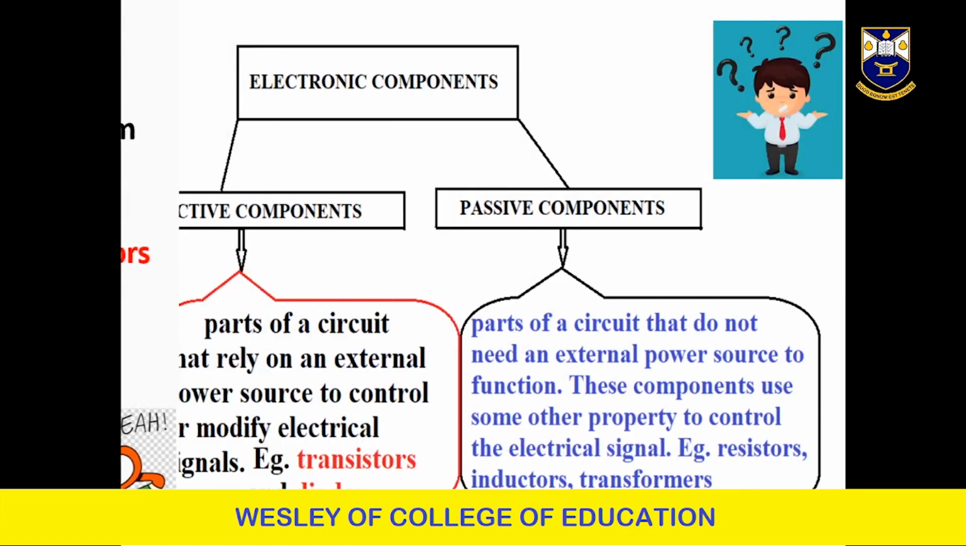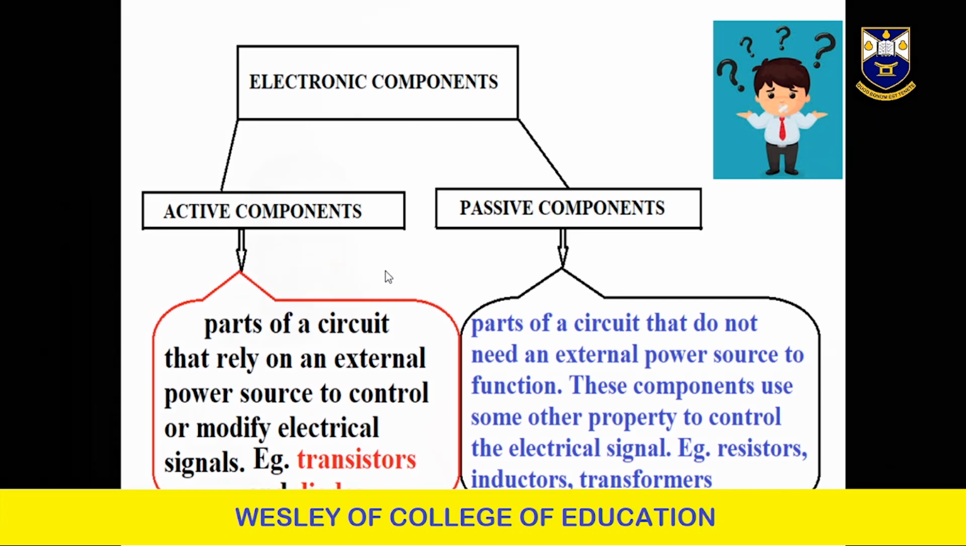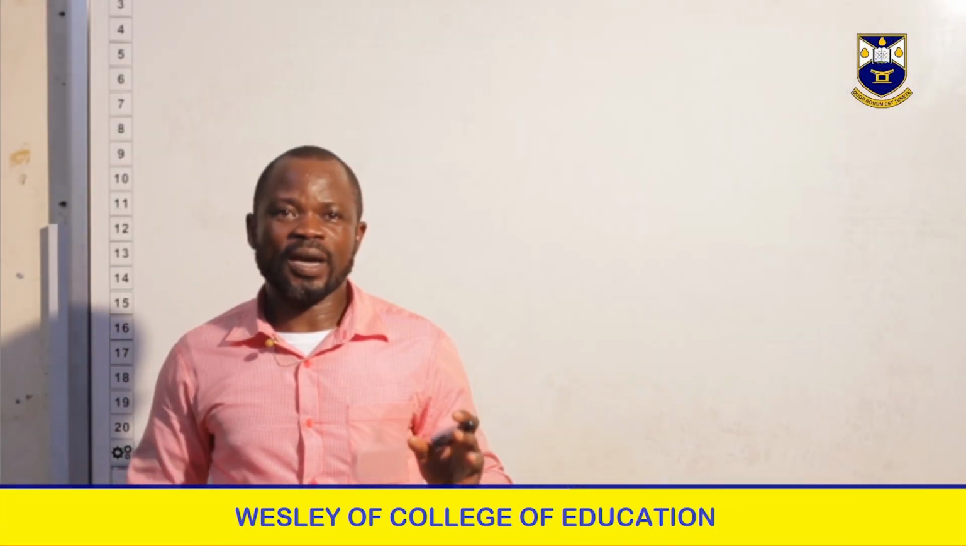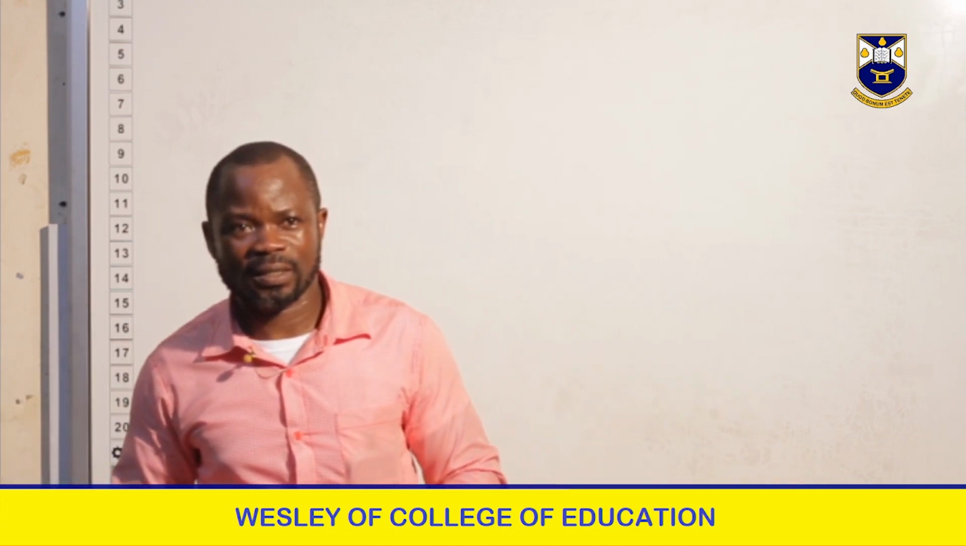Now electronic components can be categorized into two. There are two classes of electronic components. So we have active components and passive components. Please take note of this. The components we have mentioned, that's the resistor, the inductors, the transistors, and so on and so forth, we can classify them into two main groups: active components and passive components.